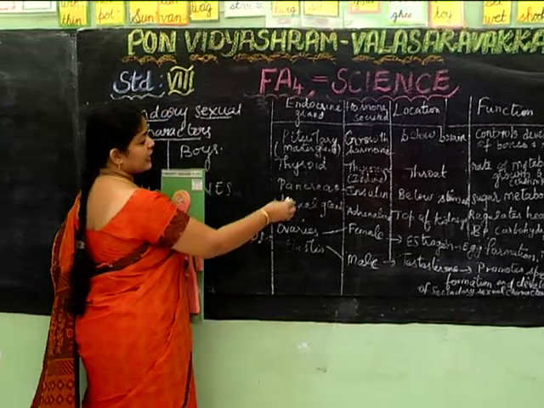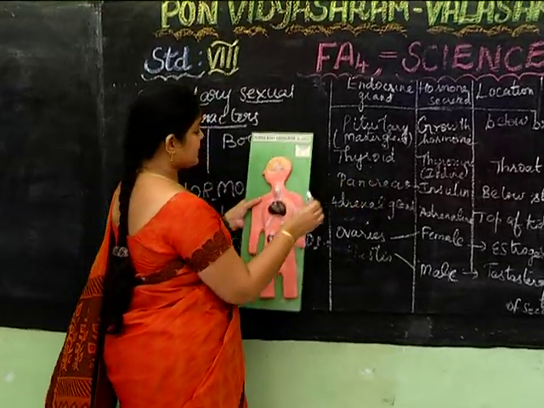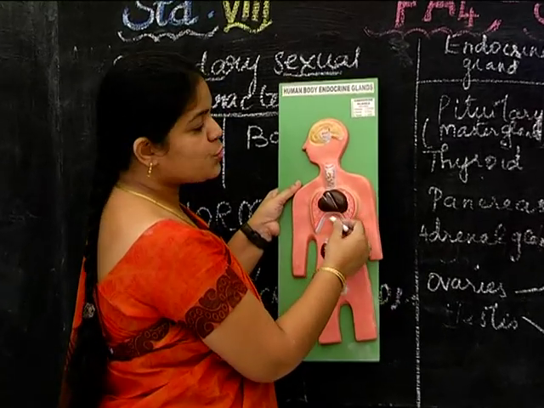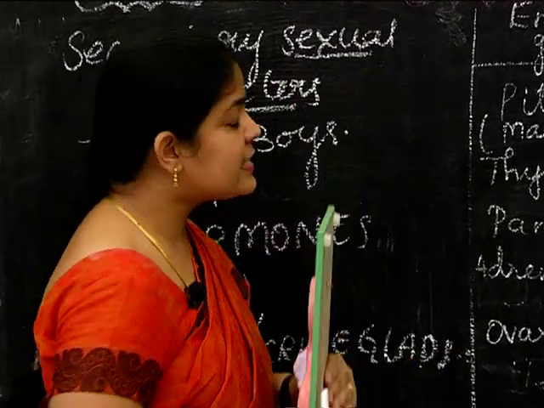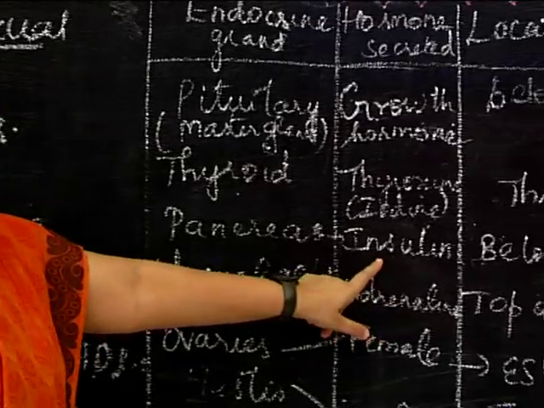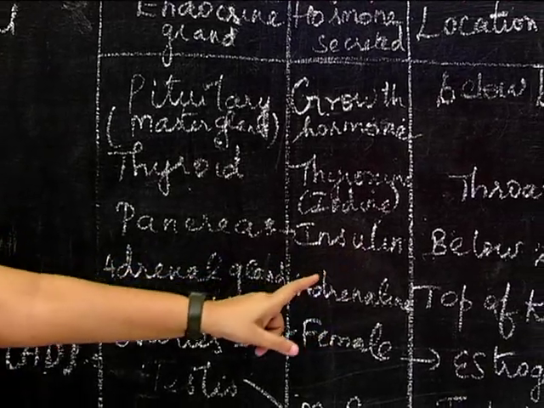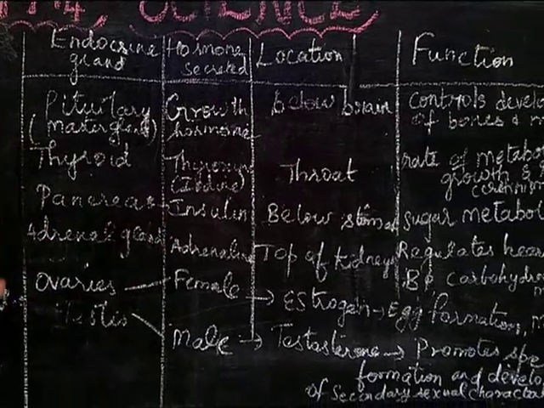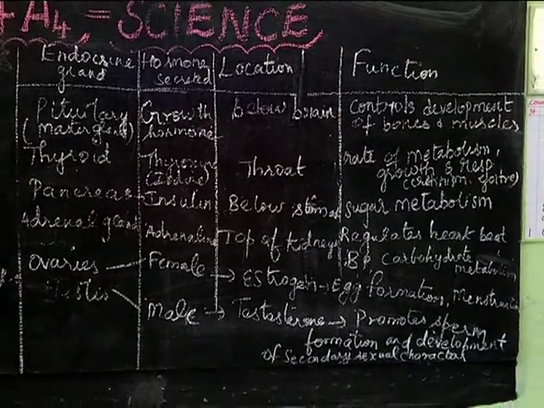The third endocrine gland is the pancreas. It is situated below the stomach, and it secretes a hormone called insulin. It regulates sugar metabolism. Less secretion of insulin in the human body leads to a condition called diabetes.